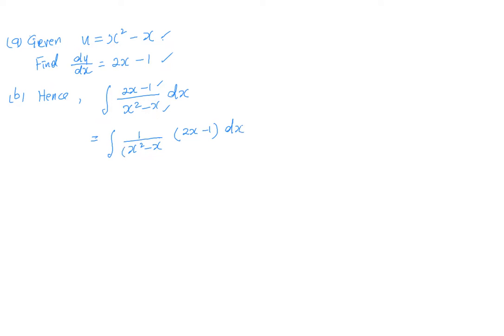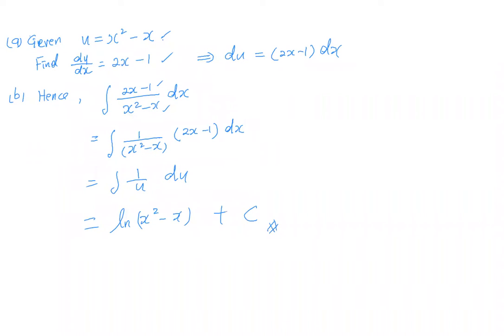So you see, this is your u. And from here, this is your du. So you just put here du. So the answer will be ln of x squared minus x plus c. Done. Because this is ln u plus c. It's not something that is difficult. It's okay. Are you clear?